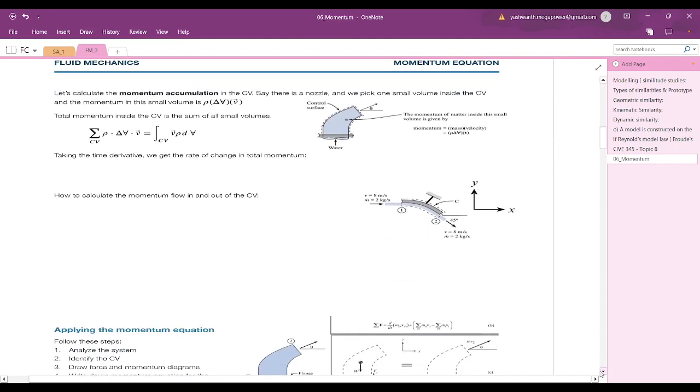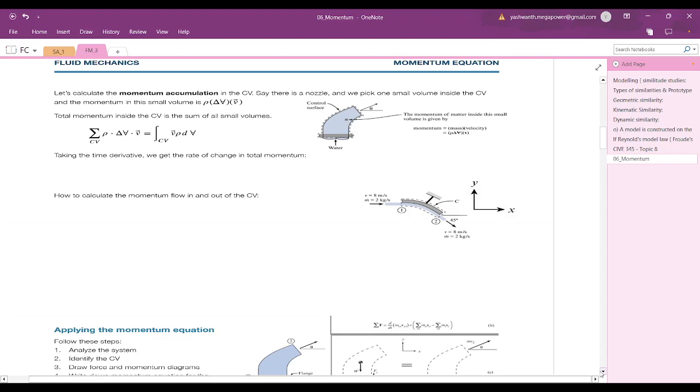Now let us see the application of that momentum equation. So let us calculate the momentum accumulation in the control volume. Say there is a nozzle and we pick one small volume inside the control volume, and the momentum in this small volume is rho delta v bar, right? So total momentum inside the control volume is the sum over all the small volumes. That means we need to integrate it.